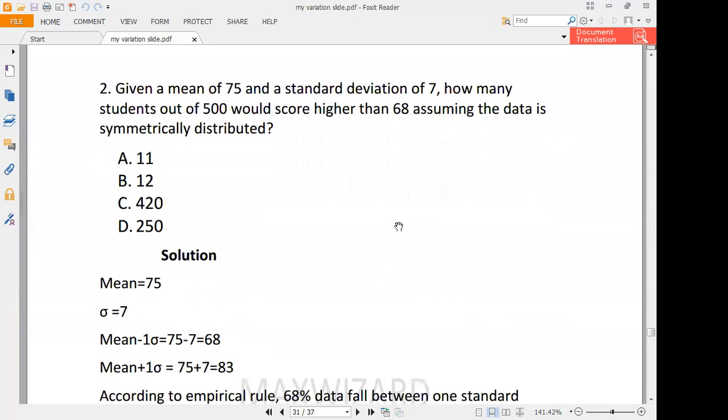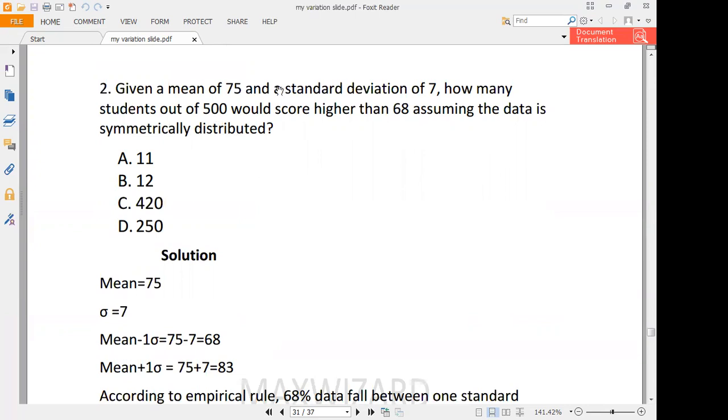Let's see question 2. Given a mean of 75 and a standard deviation of 7, how many students out of 500 will score higher than 68, assuming the data is symmetrically distributed? In fact, this question also is an example of normally distributed data. Remember, one of the properties of normally distributed data is that they are symmetric. So the question is saying this is symmetrically distributed.